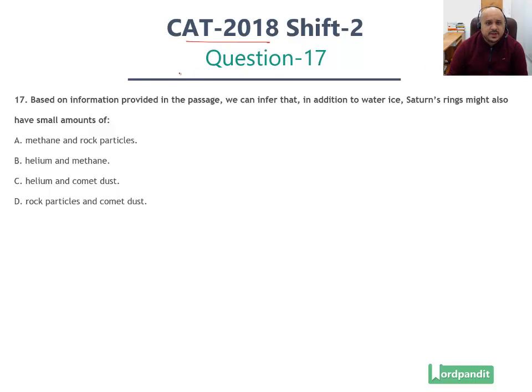Now, what does this specific question talk about here? It asks us, based on information provided in the passage, we can infer that in addition to water ice, Saturn's rings might also have small amounts of. So in addition to water ice, what is it that Saturn's rings are composed of? That is what we've got to figure out.